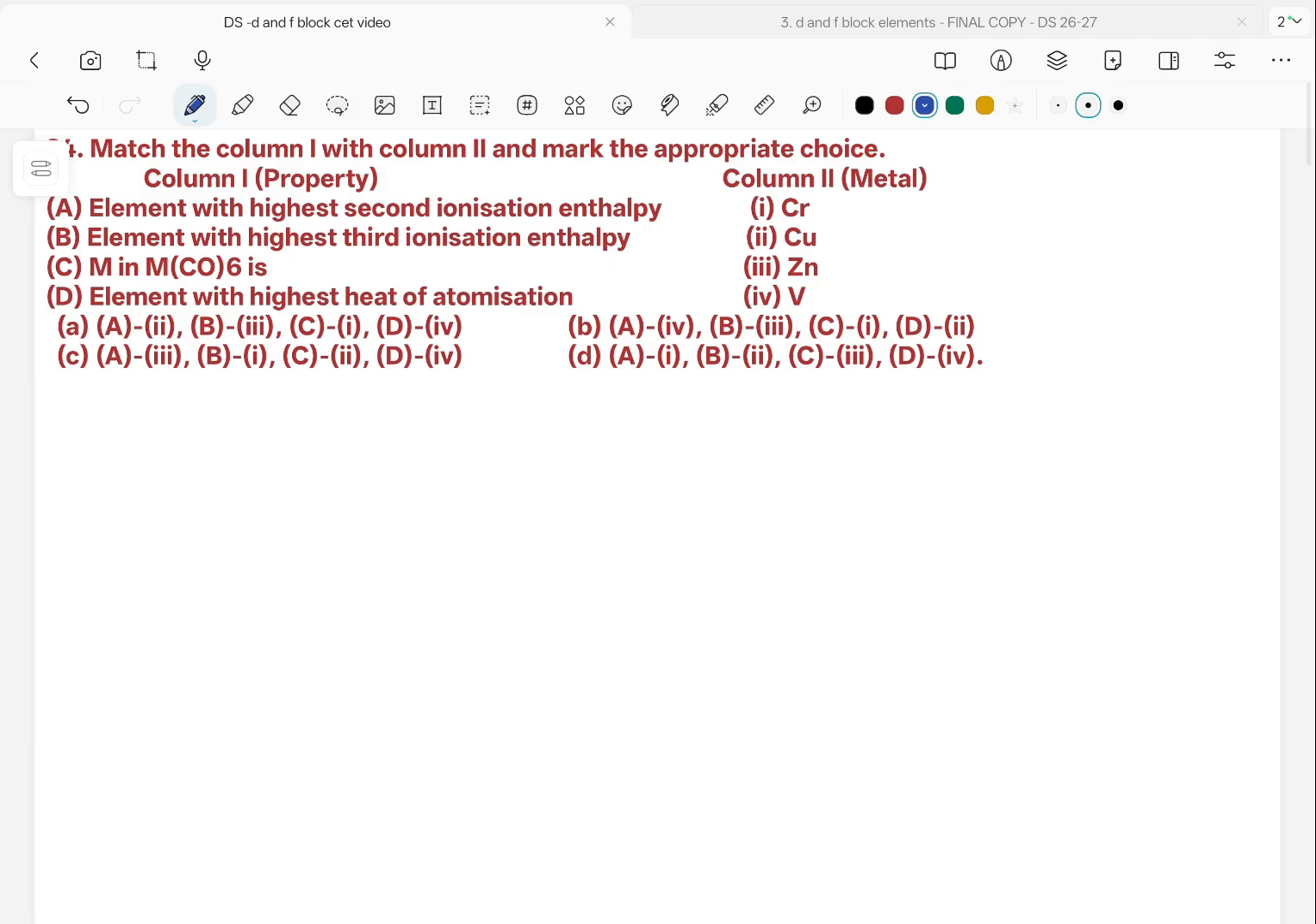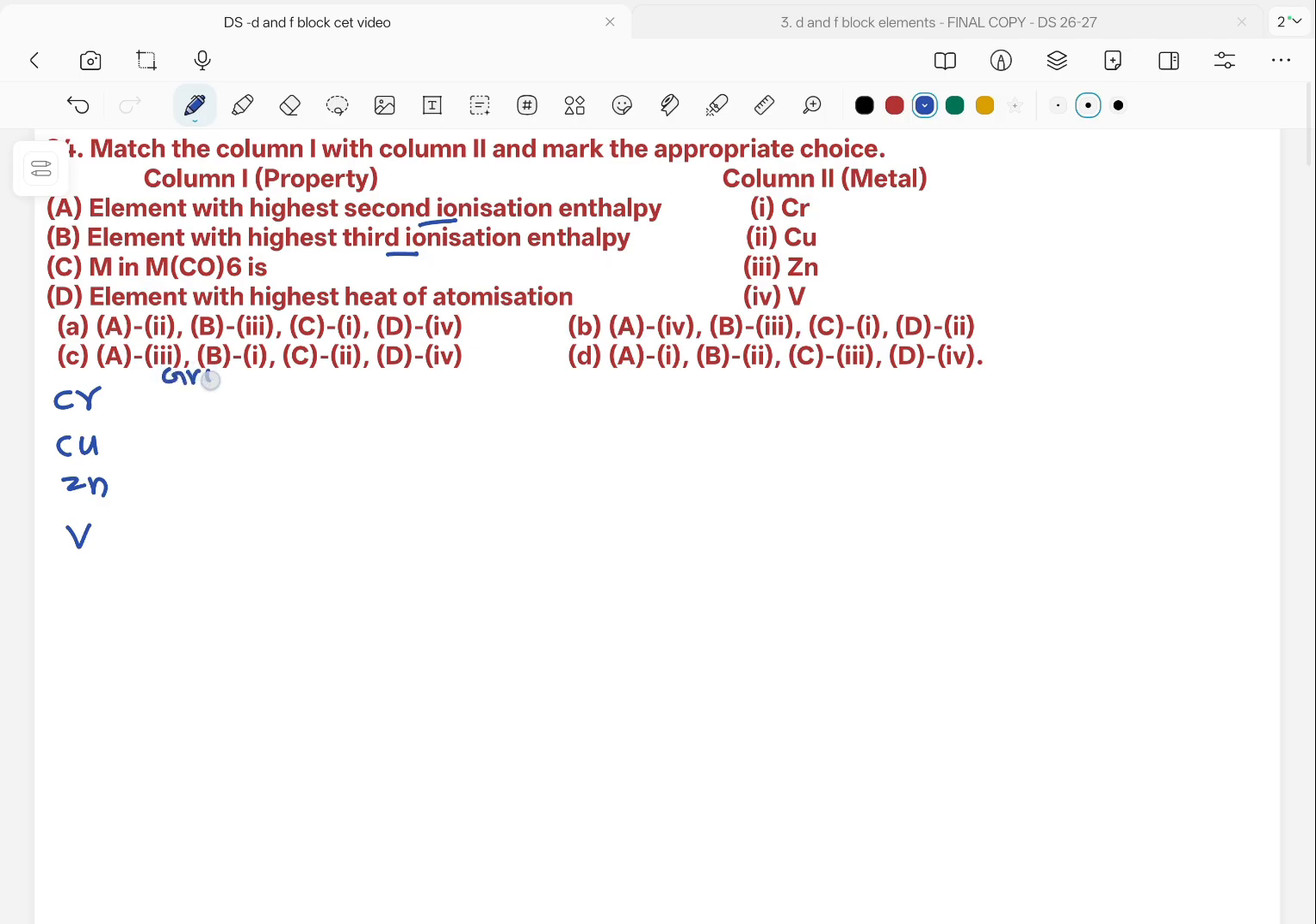The question is like this. Match the column 1 properties with column 2 metals. Here the questions are like this. Element with highest second ionization enthalpy, third ionization enthalpy. To understand ionization enthalpy, it is very important to know the electronic configuration of the atoms. Let's write the electronic configuration of atoms: chromium, copper, zinc and vanadium.